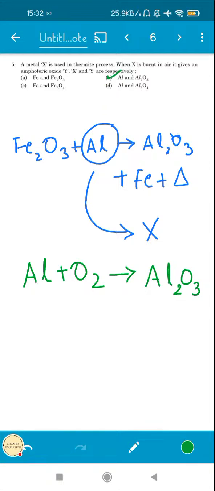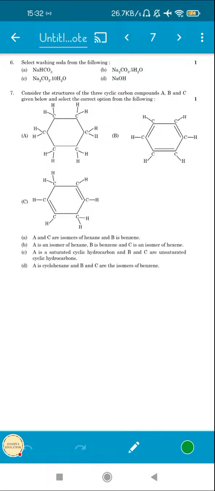Option number B is the correct answer. The writing is so small that I'm getting confused about which one is Al2O3 and which one is Al3O4. Sorry for the inconvenience. Option number B will be the correct answer. X is aluminium, the metal which is used in the thermite process, and Y is Al2O3, aluminium oxide, which is an amphoteric oxide as well. Now moving on to question number 6.